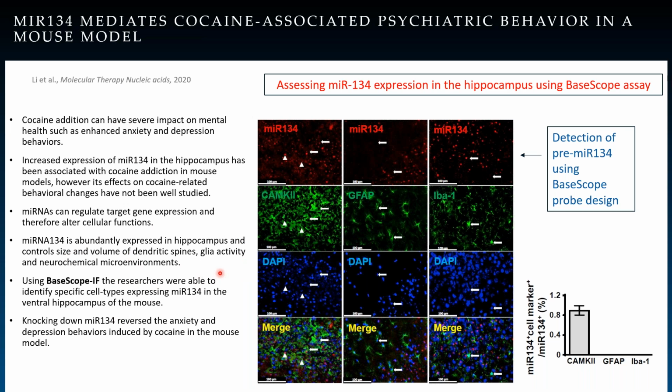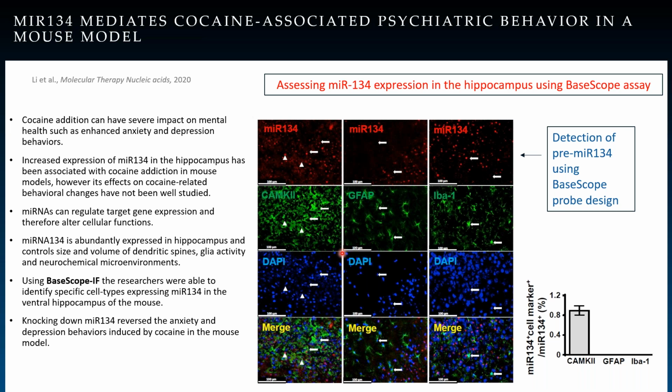Now, 134B is known to play an important role in overall dendritic spine health, glial activity, and maintaining neurochemical microenvironments. But under cocaine addiction, this is disrupted, and the expression of microRNA 134B is seen to be increased in these mice with cocaine addiction. In this particular example, they have combined the BaseScope assay with immunofluorescence to show cell type specific expression of MIR134 in the hippocampus, which will ultimately provide clues as to the exact function of MIR134B in promoting cocaine addiction.